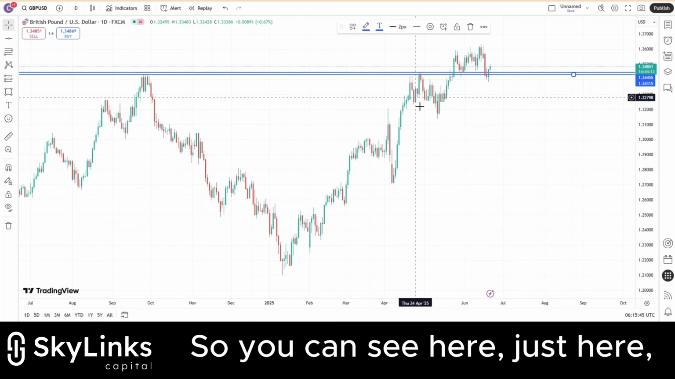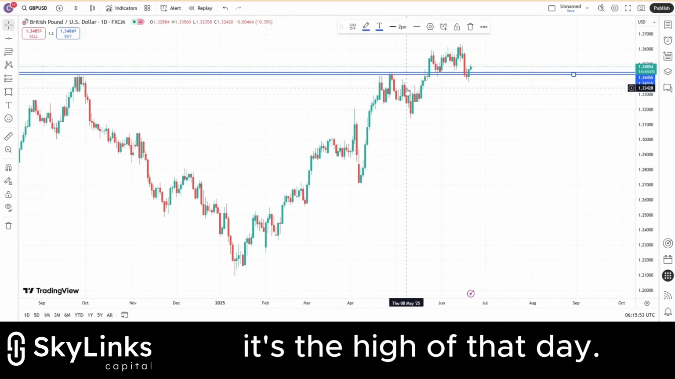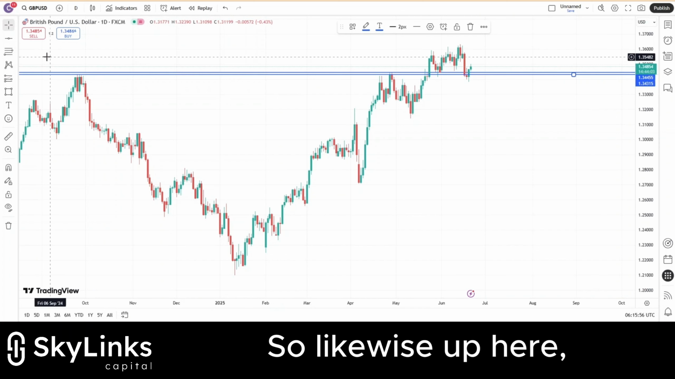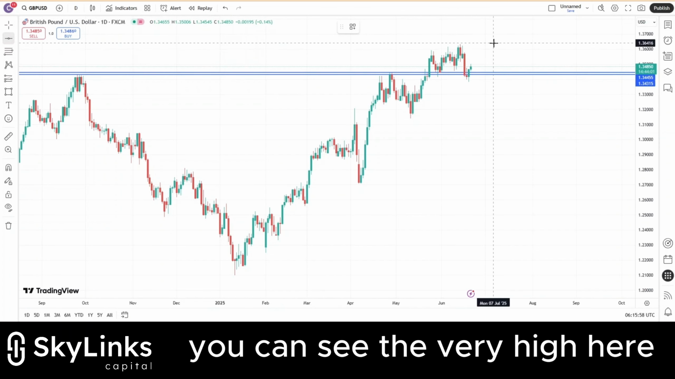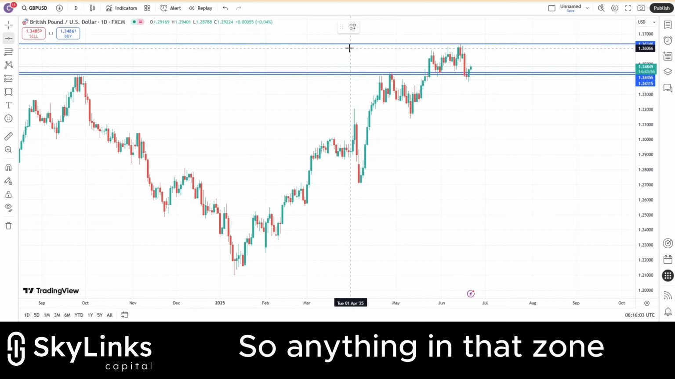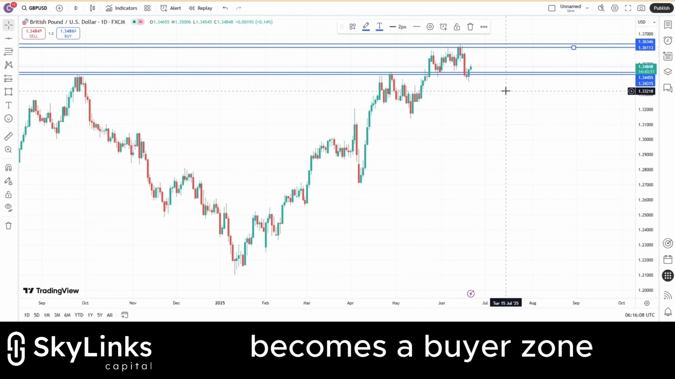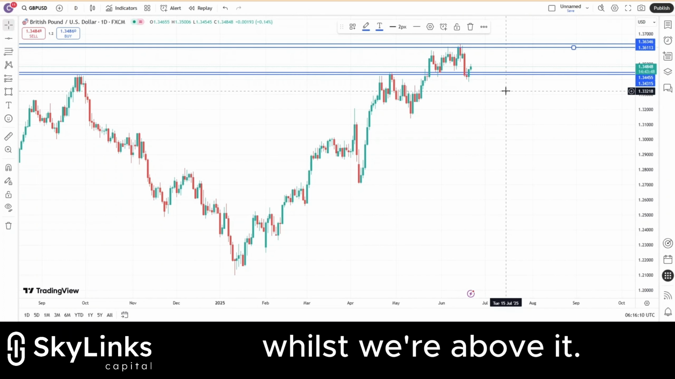here, just here, this is one zone because it's where the market closed and it's the high of that day. Likewise up here, you can see the very high here, and we've got a zone here. Anything in that zone becomes a sell zone whilst we're below it. Anything above this zone becomes a buy zone whilst we're above it.